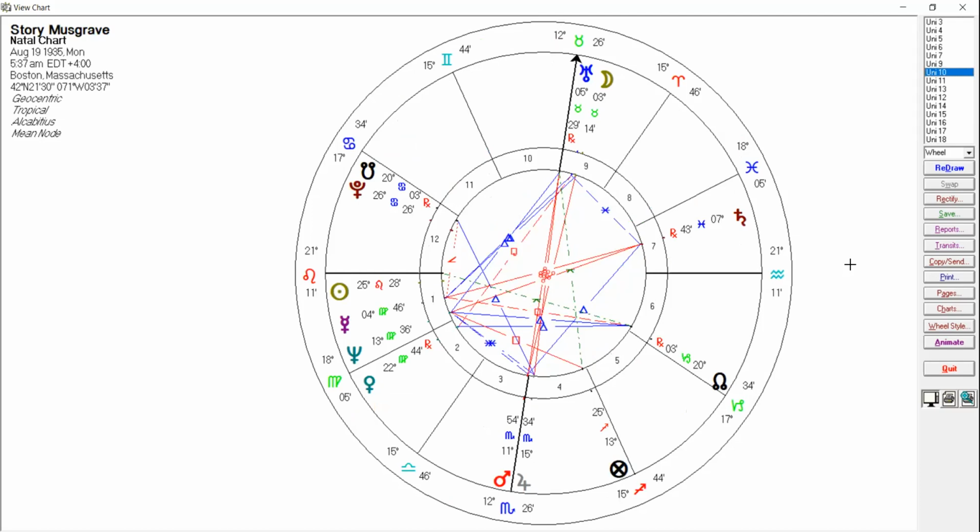This is Story Musgrave. Now, Story Musgrave was an astronaut. He's got many different degrees. He was a mathematician, so Mercury should be important, and sure enough, there's Mercury in the first house, exalted. He was a mathematician. He did do an internship as a surgeon, but then kind of immediately went to NASA. So this person was a doctor, but not.